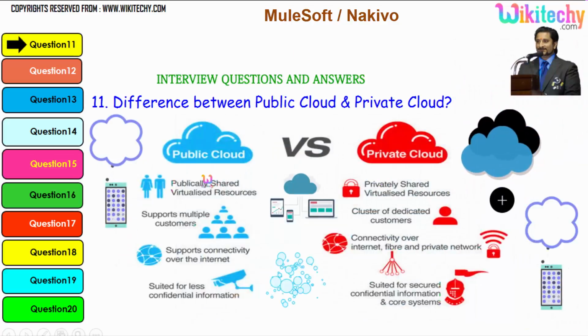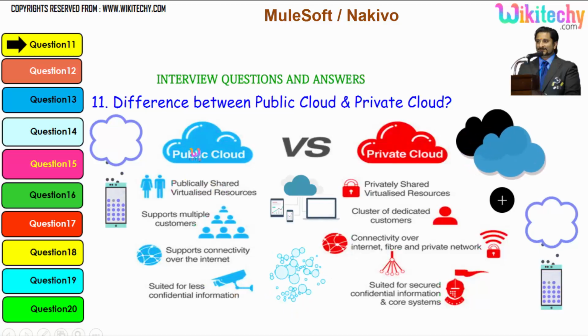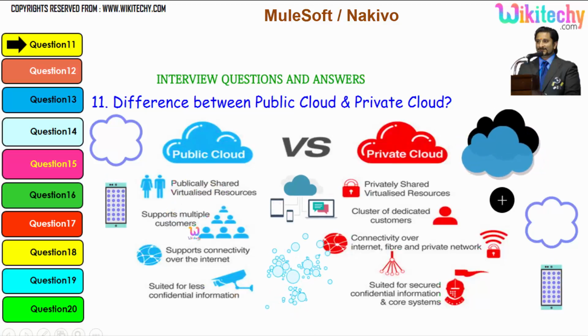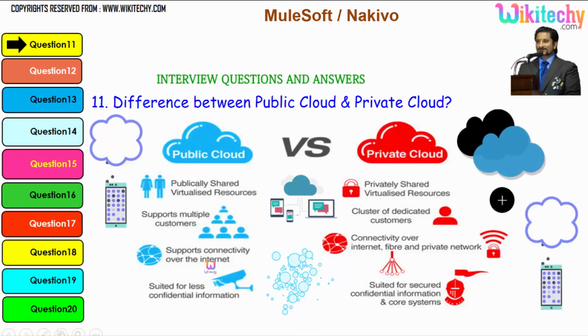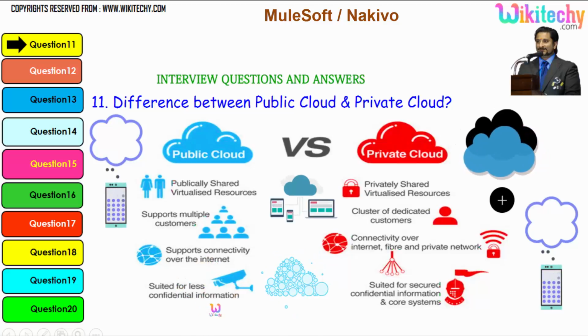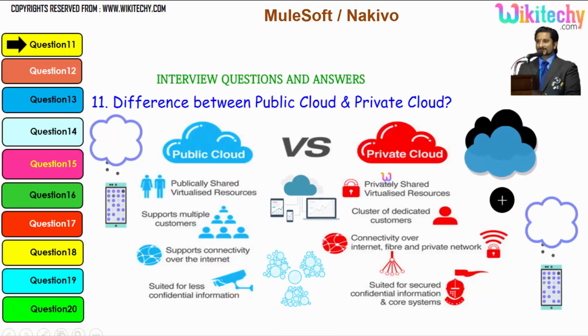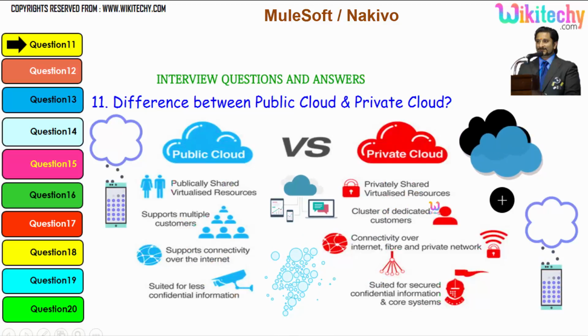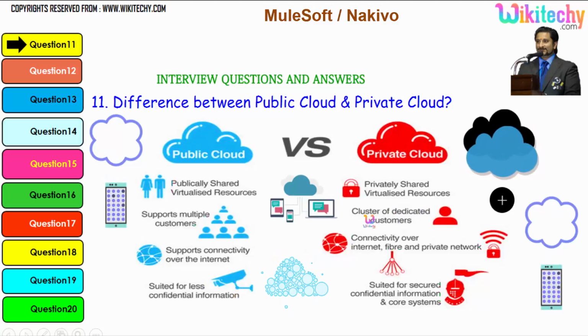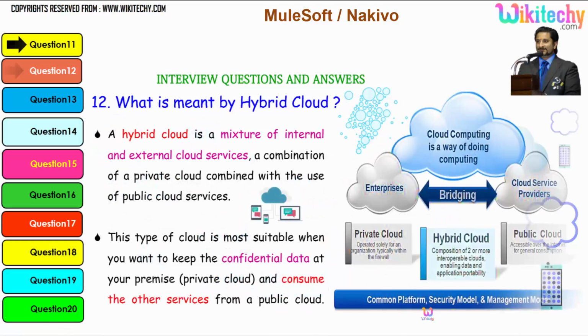Still further, a publicly shared virtual resources, and it supports multiple customers, support connectivity over the internet, and suited for less confidential information. We'll go with this public cloud. Over private cloud, you are able to see privately shared virtualized resources, cluster of dedicated customers, connectivity over internet, fiber, and private network, and it's suited for the secure confidential information and core systems. That's how we are able to show the difference.